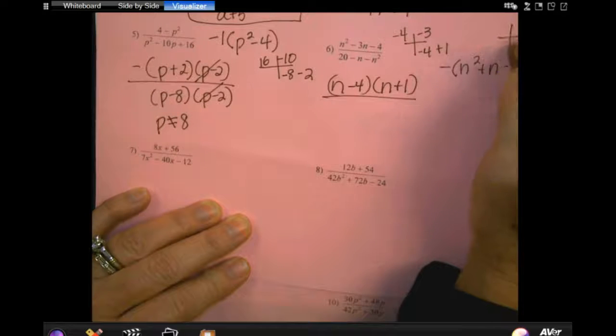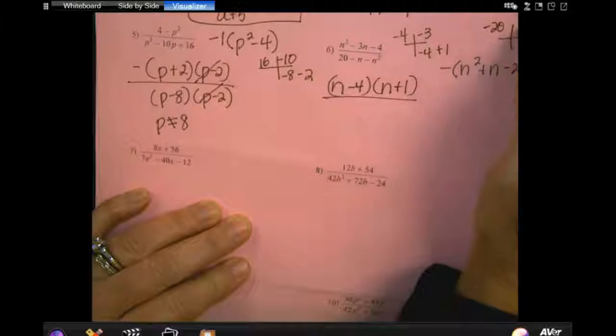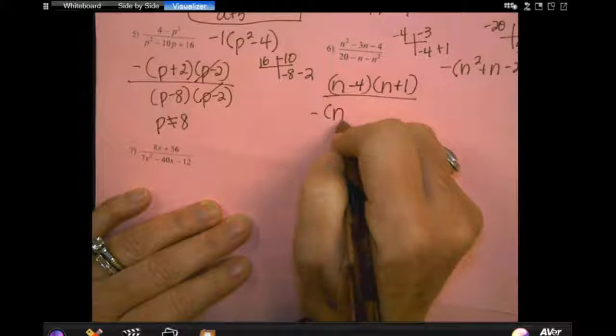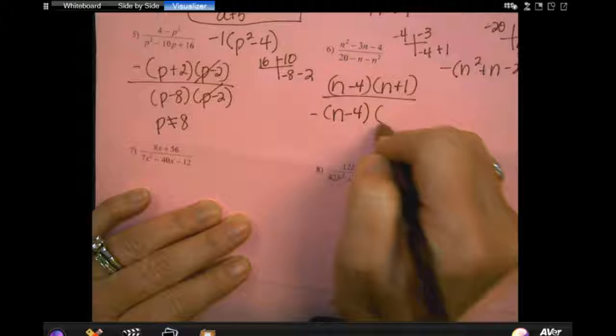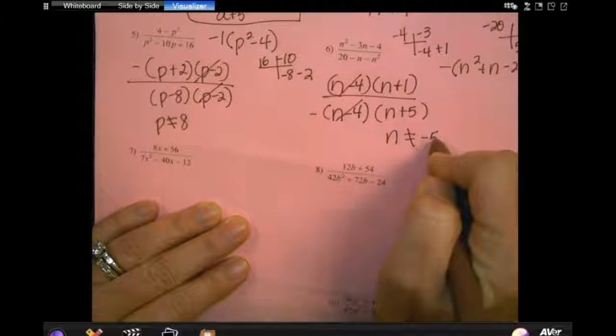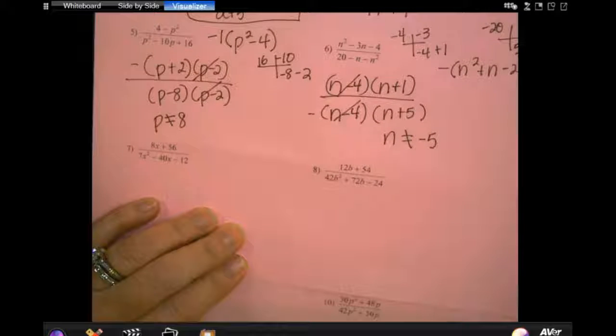So my a times c is going to be negative 20 and 1. So that's going to give me 5 and negative 4. So I get negative n minus 4 and n plus 5. These cancel, and my restricted value is negative 5.